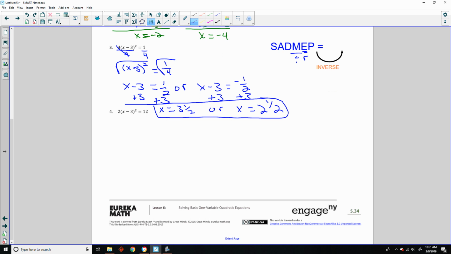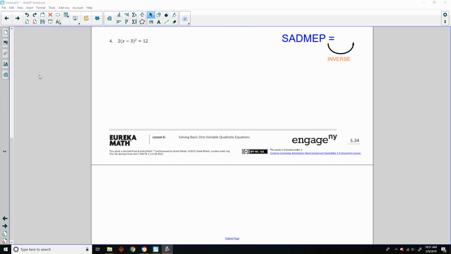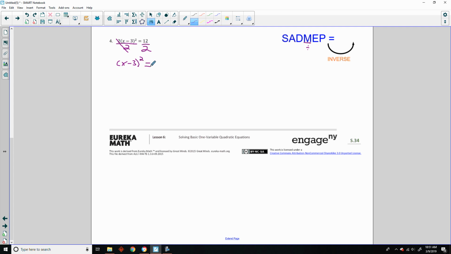And let me get this out of the way. Okay, here we go. Clean slate. All right, so I'll choose purple this time. I have 2 times a quantity that is squared. I want to do everything outside the parentheses first, which is the 2. 2 next to parentheses means multiplication, and the inverse of multiplication is division, so we divide by 2 on both sides. The 2's then cancel, and we're left with (x minus 3) squared equals 12 divided by 2.